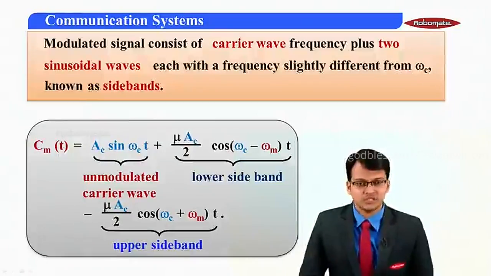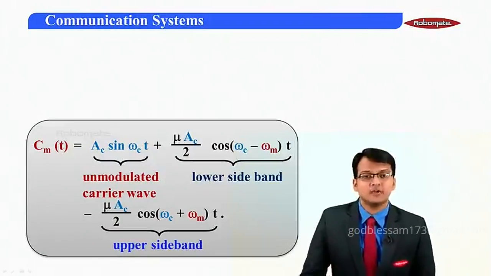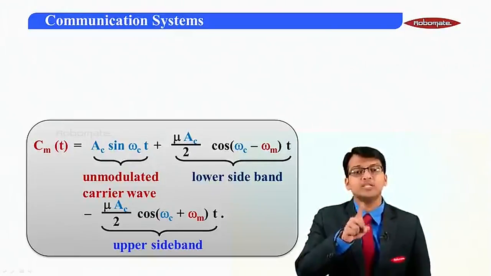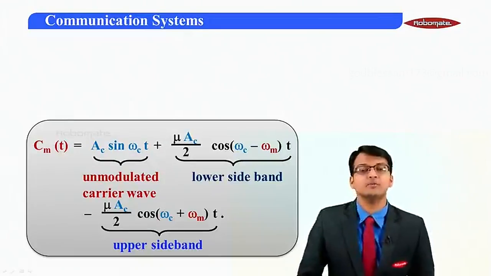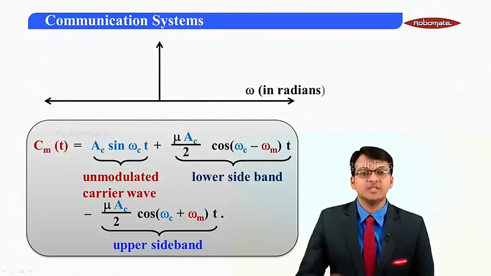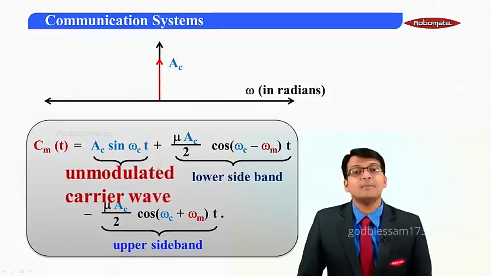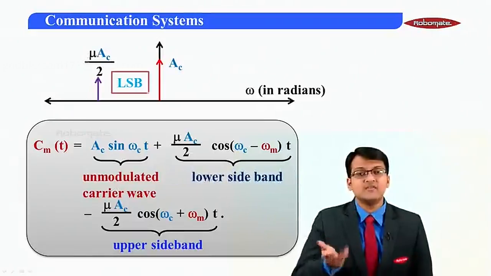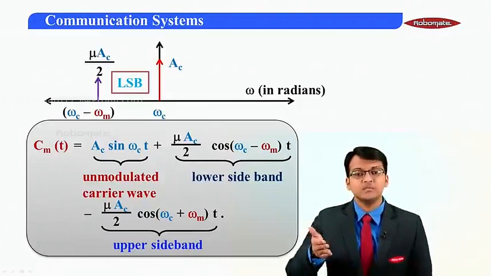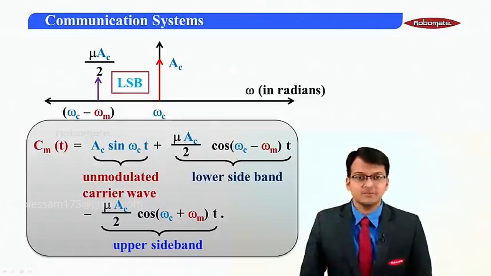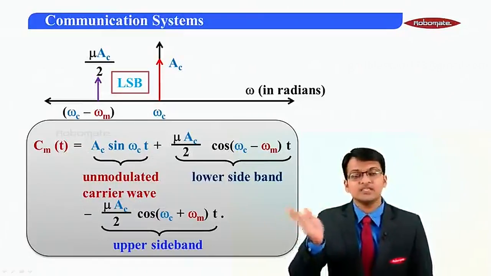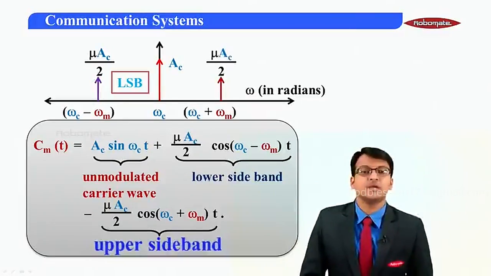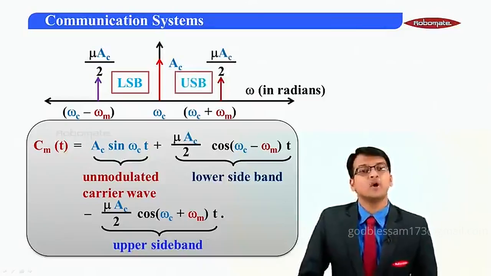When you talk about this equation, let's try to analyze it with a graph. I have three different equations: one with amplitude Ac, another with amplitude mu Ac by 2, and the third also with amplitude mu Ac by 2. When I draw the frequency spectrum, I plot amplitude versus frequency. The first is directly Ac, at frequency omega c. Another is mu Ac by 2, which is a bit lesser than Ac, and since the frequency is omega c minus omega m, it is on the left hand side. The last one is mu Ac by 2, at frequency omega c plus omega m.